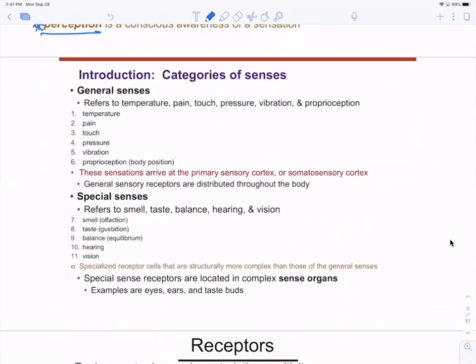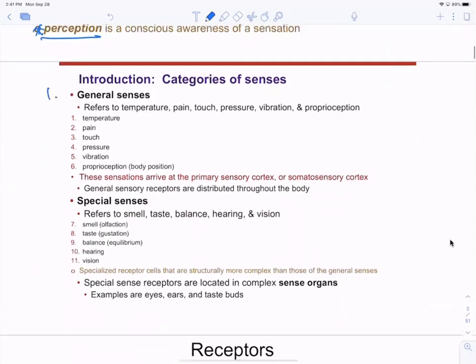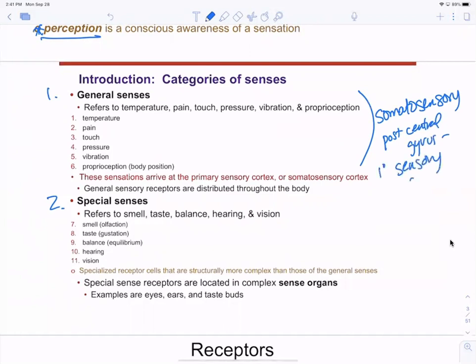And so we classify senses into general senses and special senses. General senses, we actually refer to as the somatosensory, and these go to the postcentral gyrus, or primary sensory cortex, and some books actually refer to it as the primary somatosensory cortex, which I have written down here. So general senses refer to temperature, those receptors that are monitoring the temperature, pain, touch, pressure, vibration, and proprioception. So this is body position, muscle length, joint angle, and tendon tension.